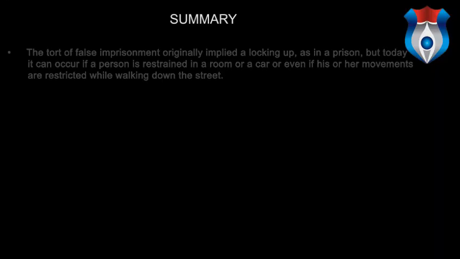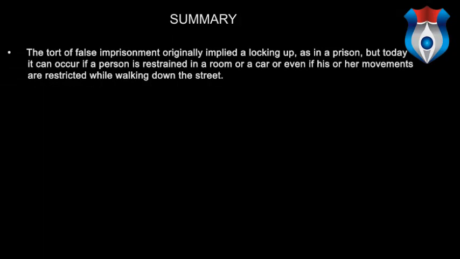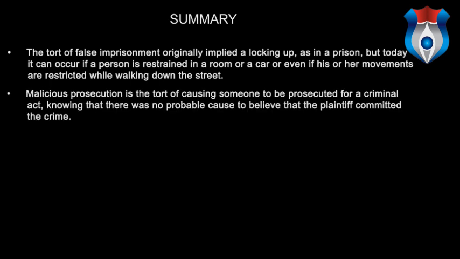Now, in the end, let us summarize what we have learned in this lecture. The tort of false imprisonment originally implied a locking up as in a prison, but today it can occur if a person is restrained in a room or a car, or even if his or her movements are restricted while walking down the street. Malicious prosecution is the tort of causing someone to be prosecuted for a criminal act, knowing that there was no probable cause to believe that the plaintiff committed the crime.